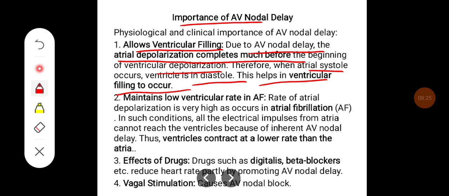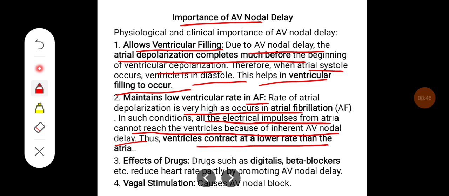It maintains the low ventricular rate in AF. Rate of atrial depolarization is very high as occurs in atrial fibrillation. In such condition, all electrical impulses from atria cannot reach the ventricles because of the inherent AV nodal delay. Thus, ventricles contract at lower rate than the atria.